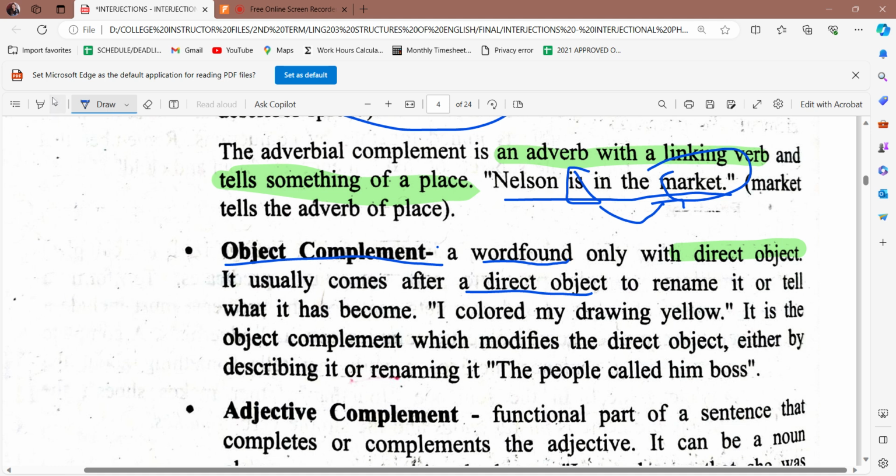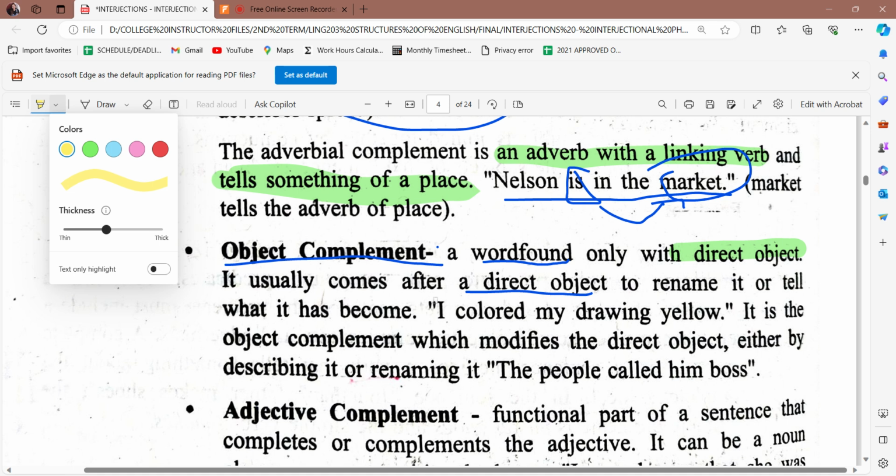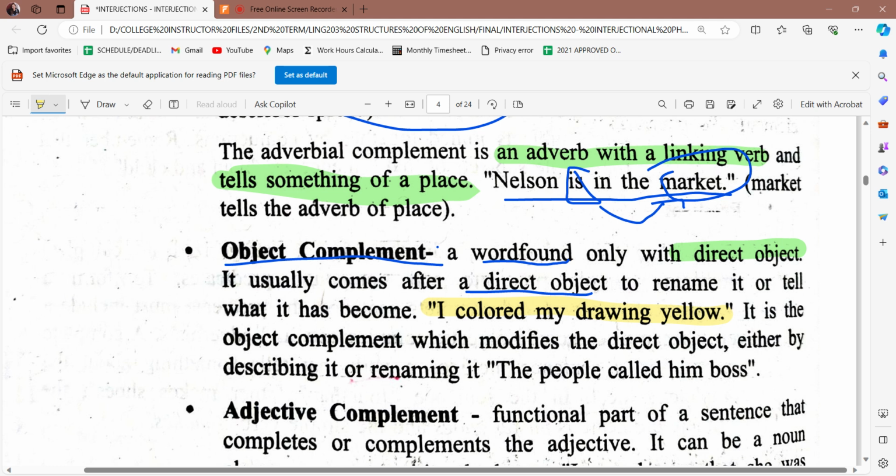Okay. Say for this example, I colored my drawing yellow. Okay, I colored my drawing yellow. So, how are we going to identify the object complement? First, we look for the direct object or the word that answers the question who or what. So, in order for us to identify that, we first look for the subject of the sentence. Okay, what is the subject? The doer of the action, we have I. Okay, so again, in the sentence, the subject is I. Okay? Now, the verb is the word colored. This is an action verb.